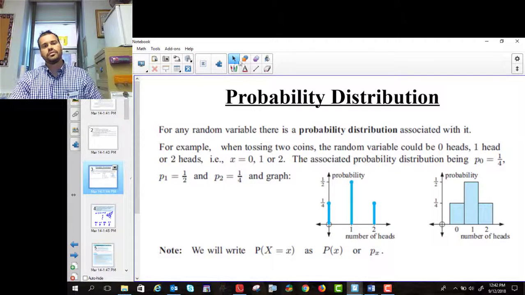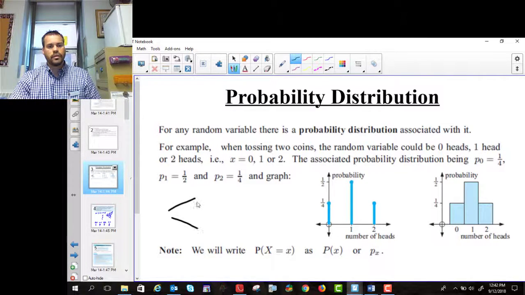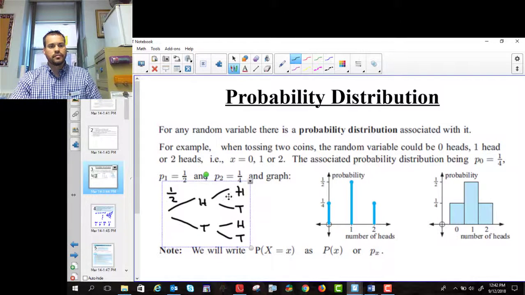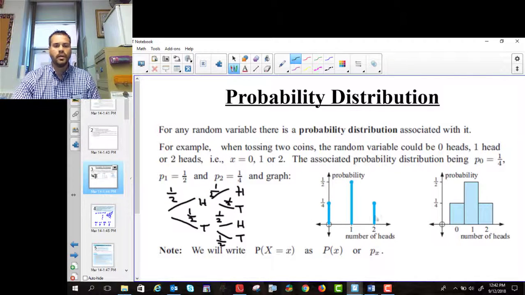Now, you guys are used to hopefully drawing tree diagrams from last year. So you know that if you toss the first coin, you could have a head or a tail. And then the second coin could be head or tail. So you can draw the probabilities in on top of that. That's a half, and that's a half, and a half, and so on. They're all 1/2, assuming it's a fair coin, which is a fair assumption.